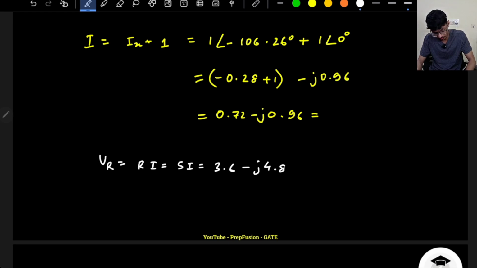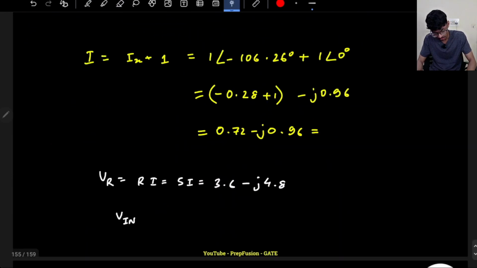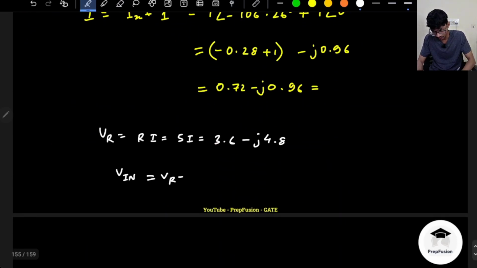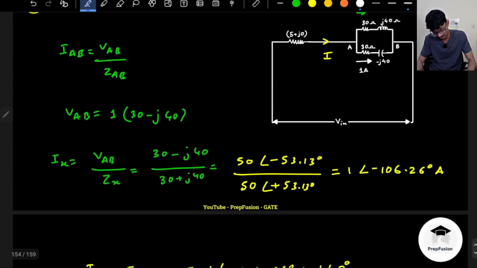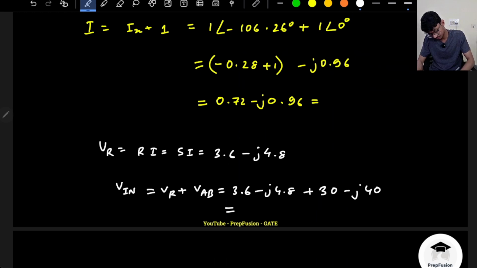Now what is the voltage V in? It will be the addition, KVL, right? Simple KVL you apply, V in will be the addition of this drop plus this VAB. VAB I already know and VR I have just found out. So VR plus VAB. VR is 3.6, it is not much actually, it will not change the answer much, plus VAB. VAB is 30 minus J40. So ultimately it comes out to be 33.6 minus J44.8.